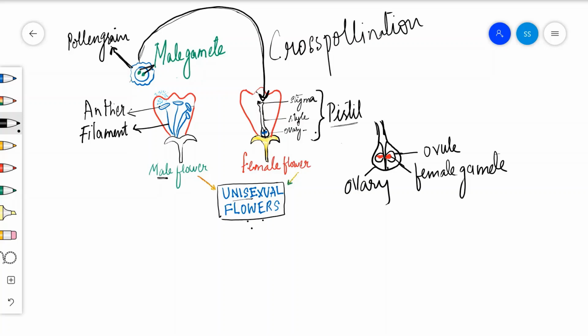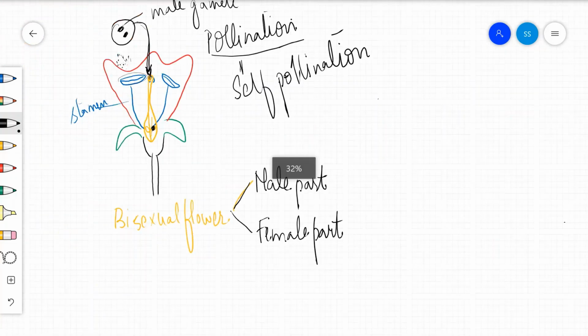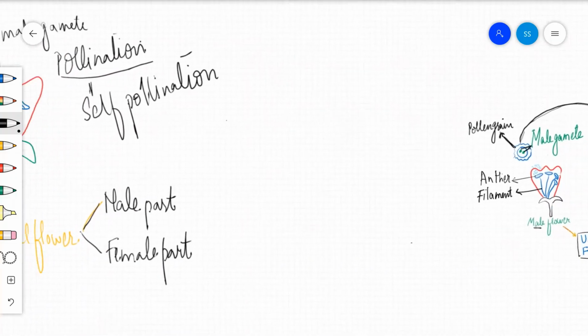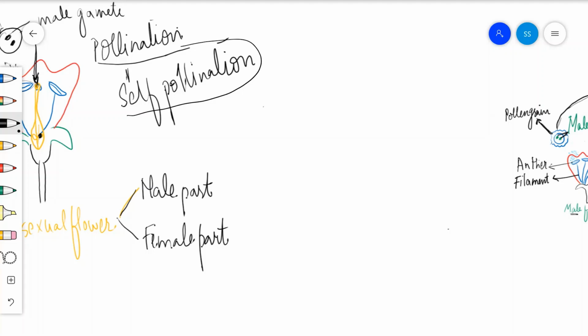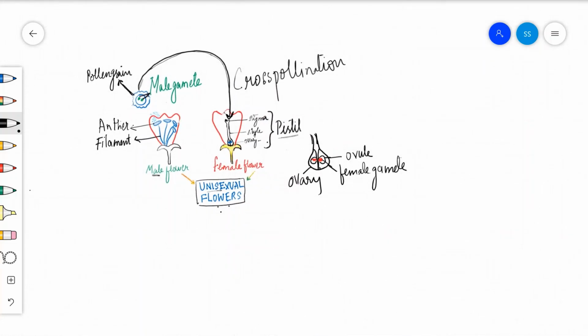And this cross pollination takes place both in unisexual as well as in bisexual flowers. Even in this flower, there are chances of this pollen getting transferred to the other flower. So cross pollination takes place both in bisexual as well as unisexual flowers, whereas self pollination takes place only in a bisexual flower, whereas in unisexual flowers, self pollination is not possible. As such, in unisexual flowers, only cross pollination can take place.